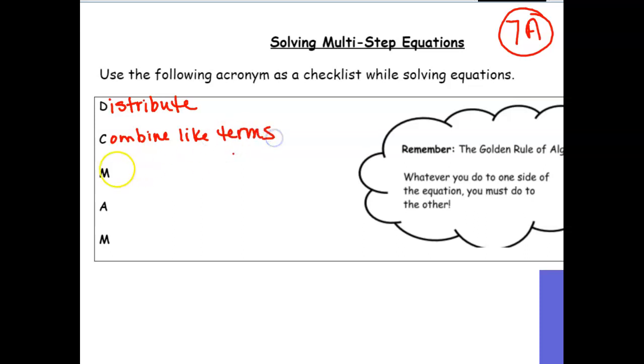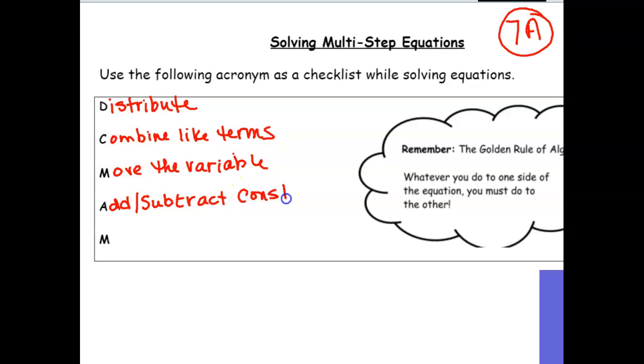The M stands for moving the variable, and that will make sense when we start to do some examples. The A means you're going to add or subtract the constant. And then the M stands for we're going to either multiply or divide by the coefficient.